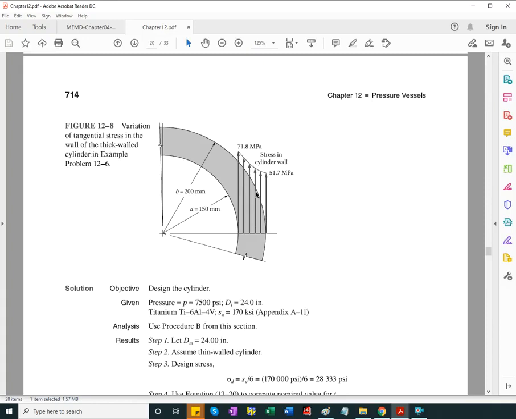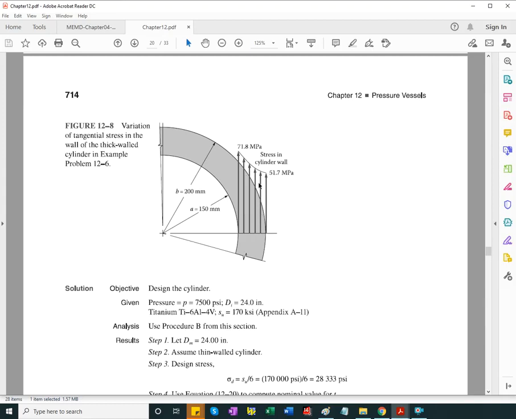the stress distribution has this shape. It's parabolic and it's maximum to the inside. Okay, so either the hoop stress or tangential stress in a thick wall sphere, it's not constant, but rather varies parabolically.